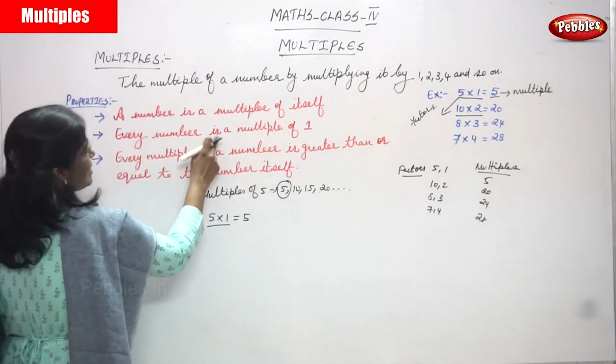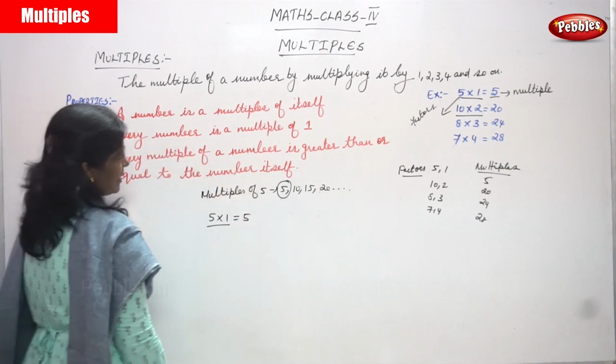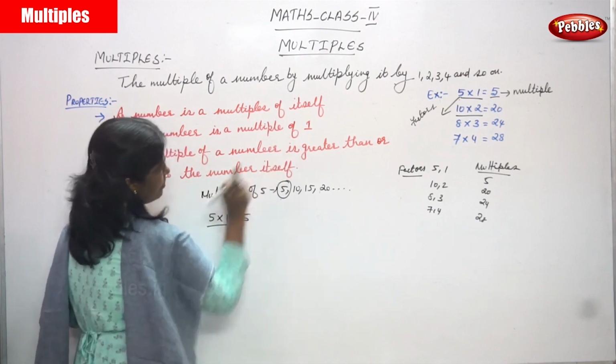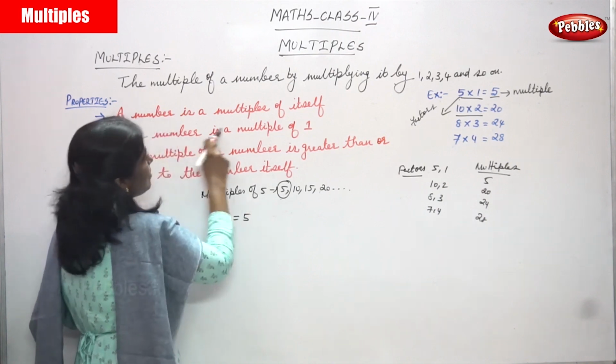And every number is a multiple of 1. For example, any number, whatever number you are taking, it is a multiple of 1. That is the meaning. So we are multiplying 5 into 1. So every number is a multiple of 1.